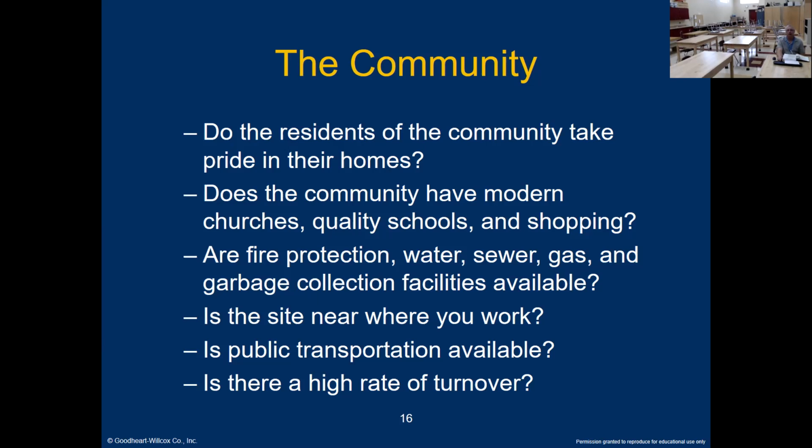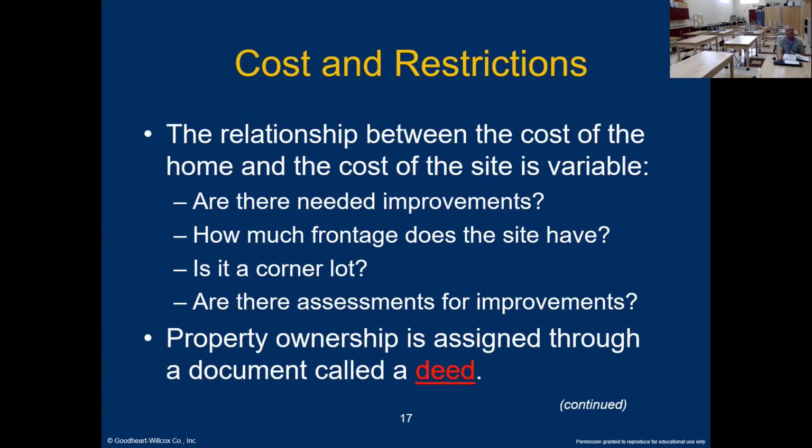Is the site near where you have to work, or are you driving a long way? Is there public transportation available? And is there a high turnover rate? We talked about Mason having a high turnover rate because of all the Procter & Gamble people in there. Then we talked about cost and restrictions. For the test, you'll have to understand the difference between cost and restrictions. They're down at the bottom of the first page of notes.